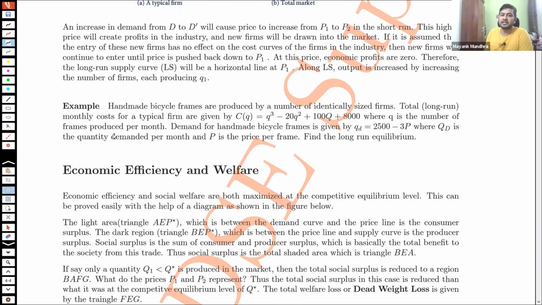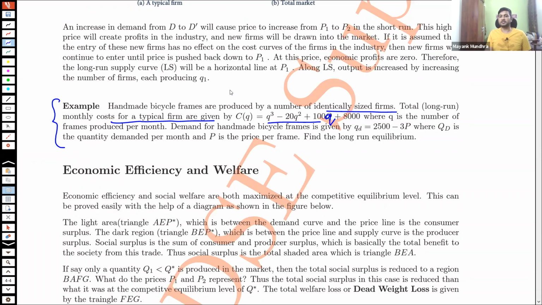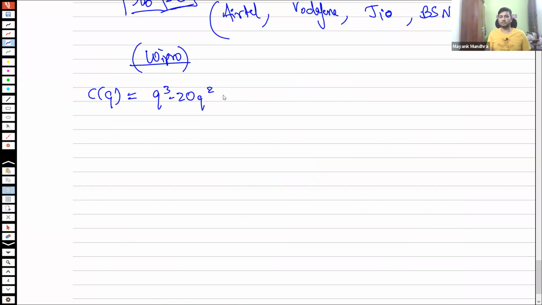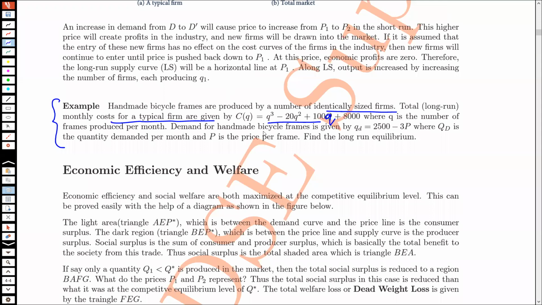So handmade bicycle frames are produced by a number of identically sized firms. The total monthly cost for a typical firm is Q cube minus 20Q square plus 100q plus 8,000. Okay, so the cost function for any firm is Q cube minus 20Q square plus 100Q plus 8,000. Sir, why is the word identical size mentioned everywhere?